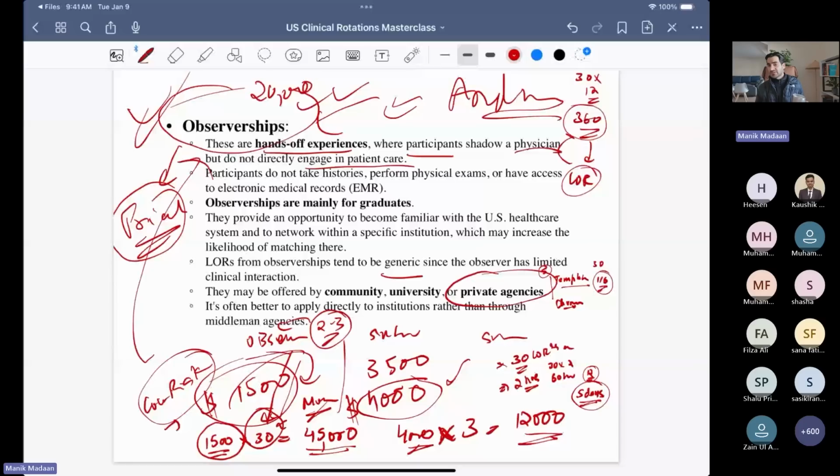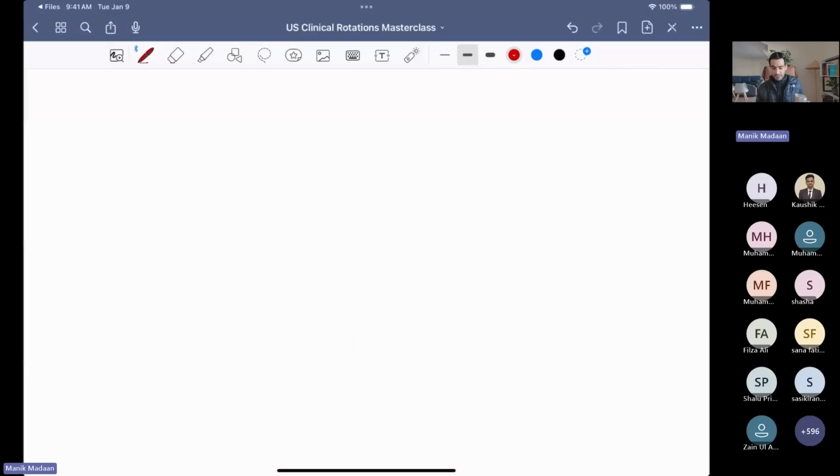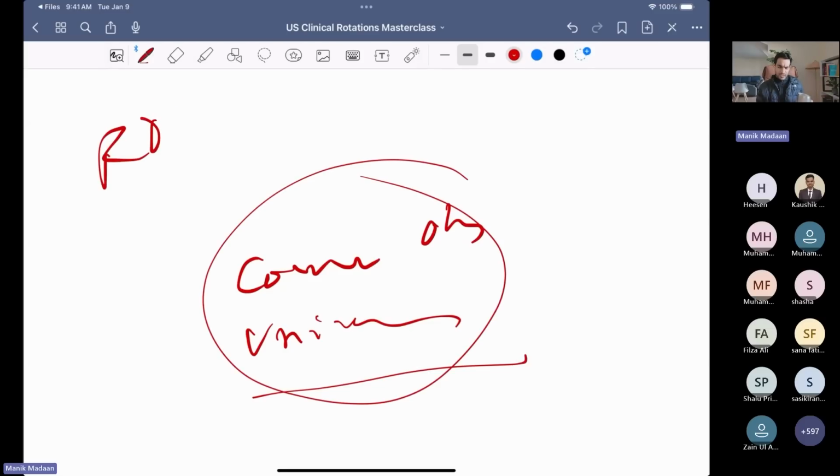Versus if you look at a community or university observership, we have a list of this as well for all specialties, and you can let us know about this. It's there for free. So if you want a community observership or a university observership, the best way to do this is go to Residency Explorer and Frida.